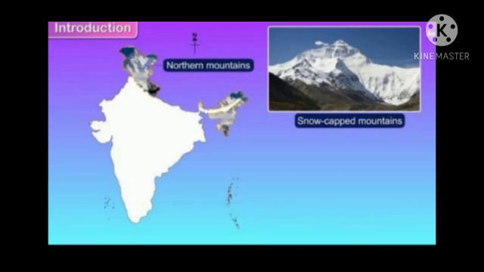As you can see in the picture, the melting snows give rise to many big rivers like the Ganga, the Indus, the Yamuna, and the Brahmaputra. Nothing grows on the upper slopes of the mountains because it is very cold there. The lower slopes have thick forests. Below these slopes lies a region covered by trees and tall grasses known as the Terai region. Many animals such as tigers, elephants, rhinoceros, and deer are found here. Not many people live in these places.